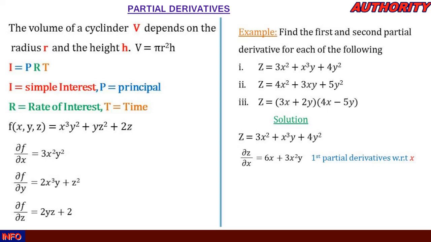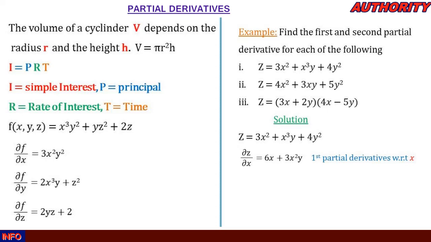Now let's go. Let me show you exactly what I'm trying to say. Now we have the function z and we have differentiated partially with respect to x. Now let's go again and differentiate it the second time with respect to x, and then differentiate this time again with respect to y. Now let's go.